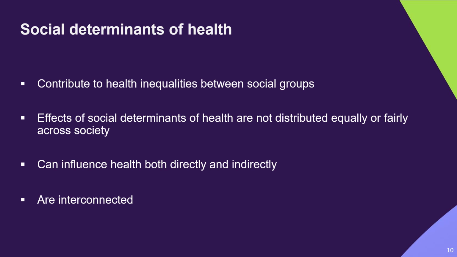Social determinants can influence health both directly and indirectly. For example, damp housing can contribute directly to respiratory conditions, while educational disadvantage can limit access to employment, increasing the risk of poverty and its adverse impact on health. Social determinants of health are interconnected. For example, poverty is linked to poor housing, access to services or poor diet, all of which are in turn linked to health.